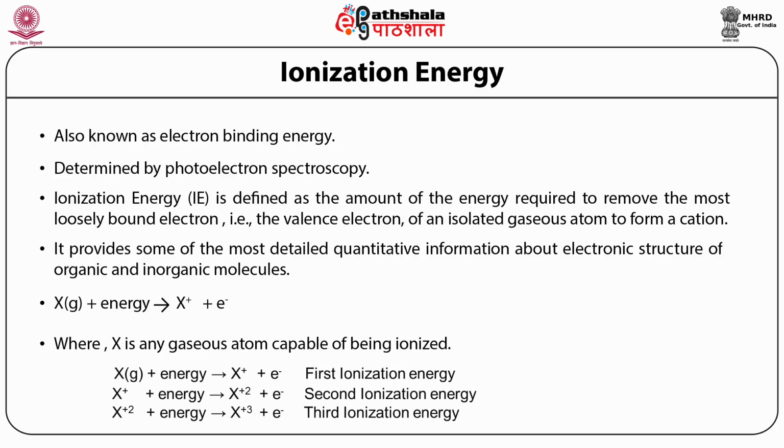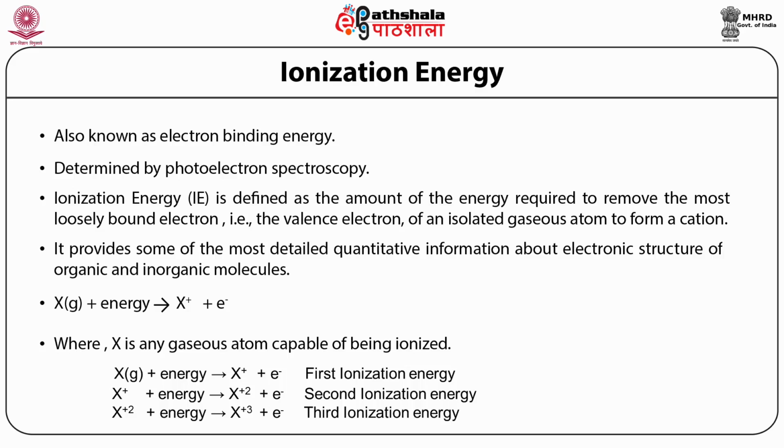The first ionization energy is the energy required to remove 1 mole of the most loosely held electron from 1 mole of gaseous atoms to produce 1 mole of gaseous ions, each with a charge of +1. We can write X plus energy gives X plus and an electron. This is called the first ionization energy.